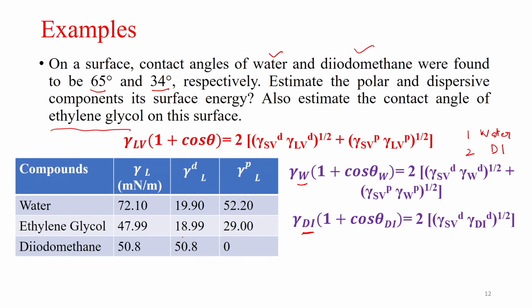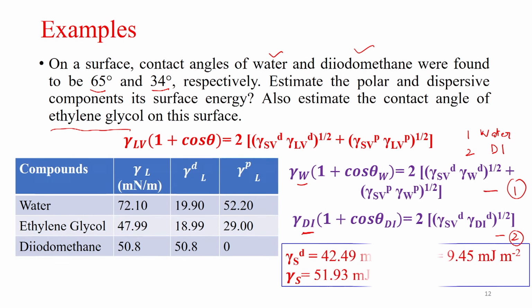So, here the polar terms will be 0. Depending on the value of the polar and dispersive component, we will get 2 equations, equation number 1 and equation number 2. If you solve these equations, you should be able to get the value of gamma S dispersive and gamma S polar. So, gamma S dispersive is coming 42.49 millijoule per meter square and gamma S polar is 9.45 millijoule per meter square. We will sum them up. So, this will be the total surface tension of that particular solid, 51.93 millijoule per meter square.